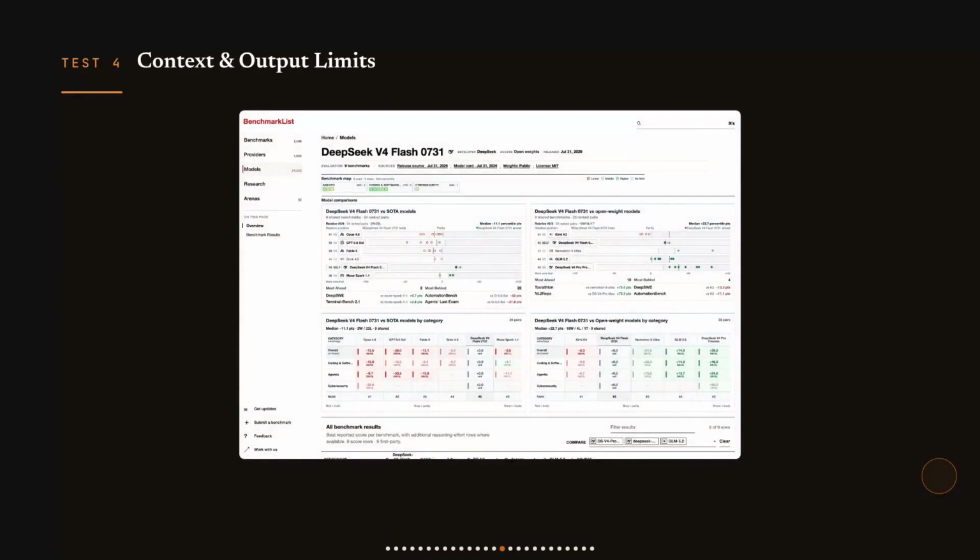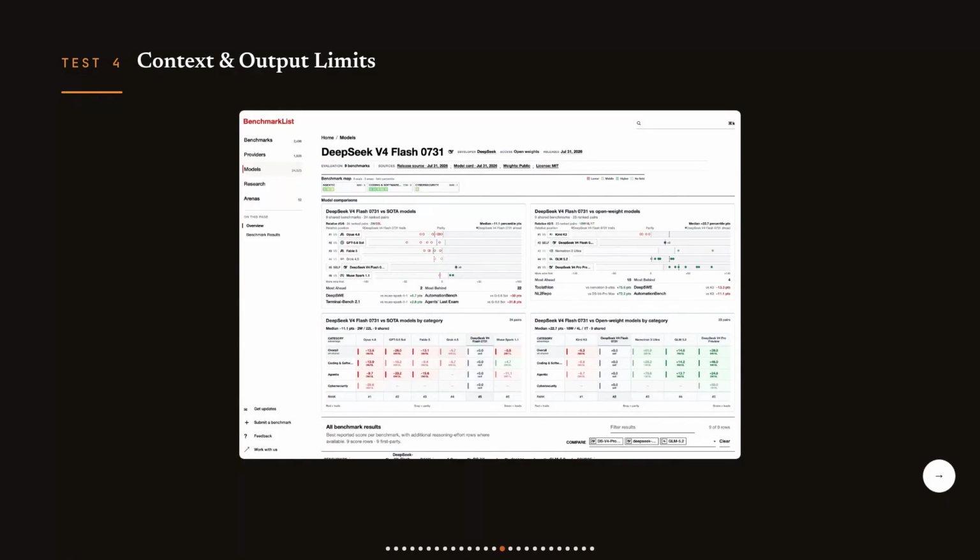Test 4. Context and output limits. The failure mode here is real. You're generating a full codebase or a massive refactor, and your model hits its output ceiling mid-file, truncates the response, and your pipeline breaks. DeepSeek V4 Flash caps output at 384,000 tokens. Kimi K3 claims a full 1 million.